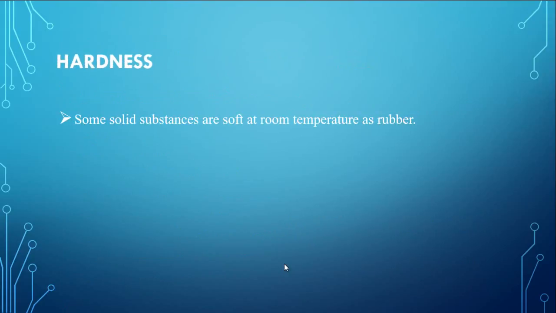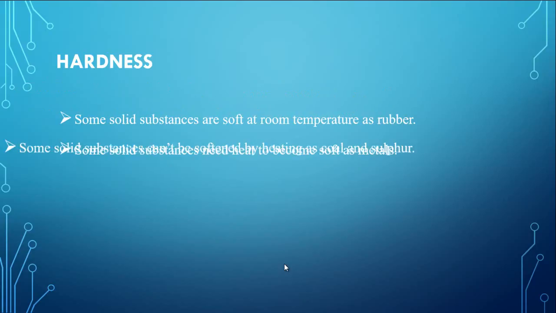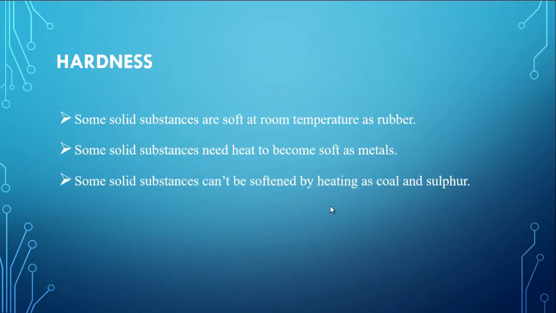Hardness. Some solid substances are soft at room temperature, as rubber. But others need heat to become soft, as metals. Some solids can't be softened by heating, as coal and sulfur.